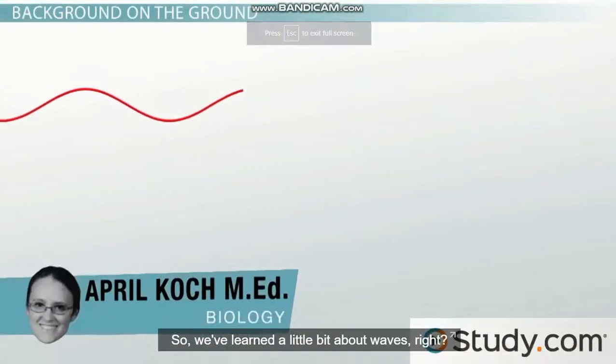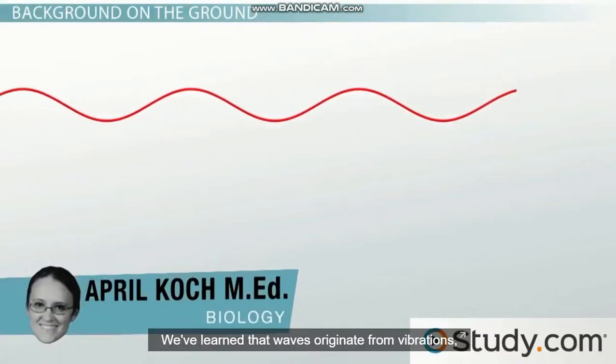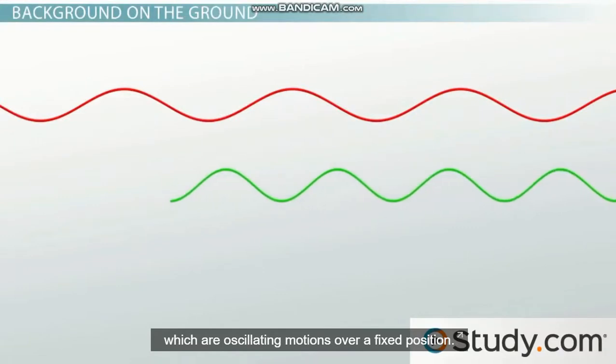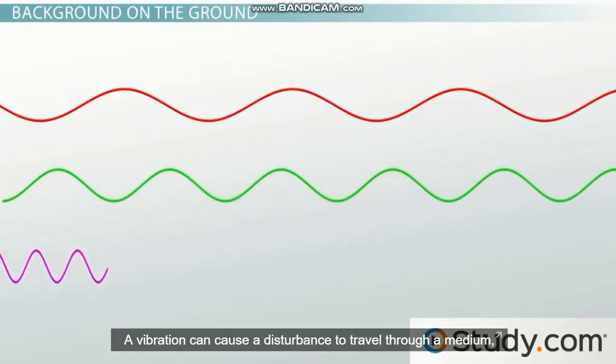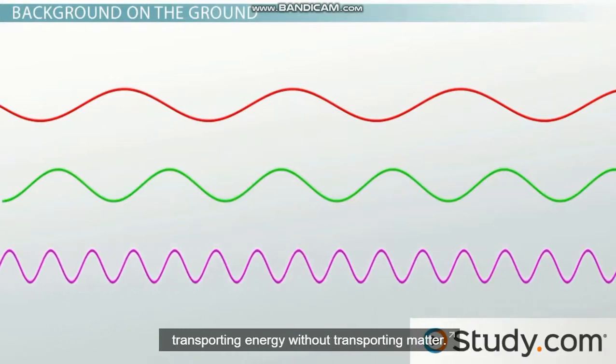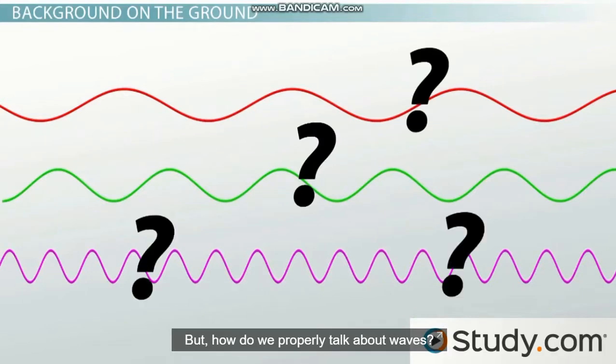So we've learned a little bit about waves, right? We've learned that waves originate from vibrations, which are oscillating motions over a fixed position. A vibration can cause a disturbance to travel through a medium, transporting energy without transporting matter. This is what a wave is, but how do we properly talk about waves?